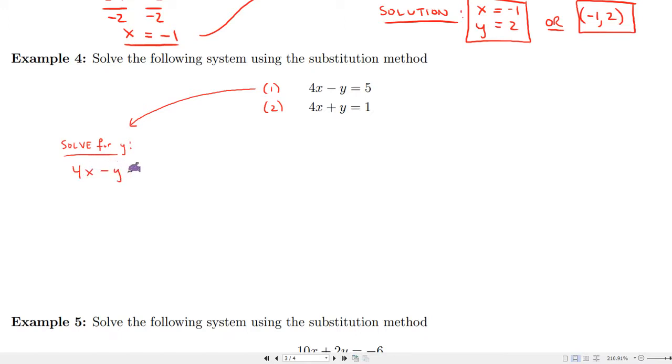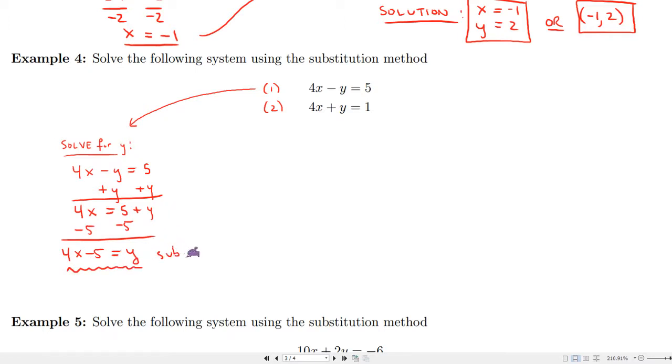But what do we have? 4x minus y is equal to 5. All I have to do is, couldn't I just bring the y over here and subtract 5? And so I'll have 4x minus 5 is equal to y. So here is my substituting equation. And now we'll substitute into 2.